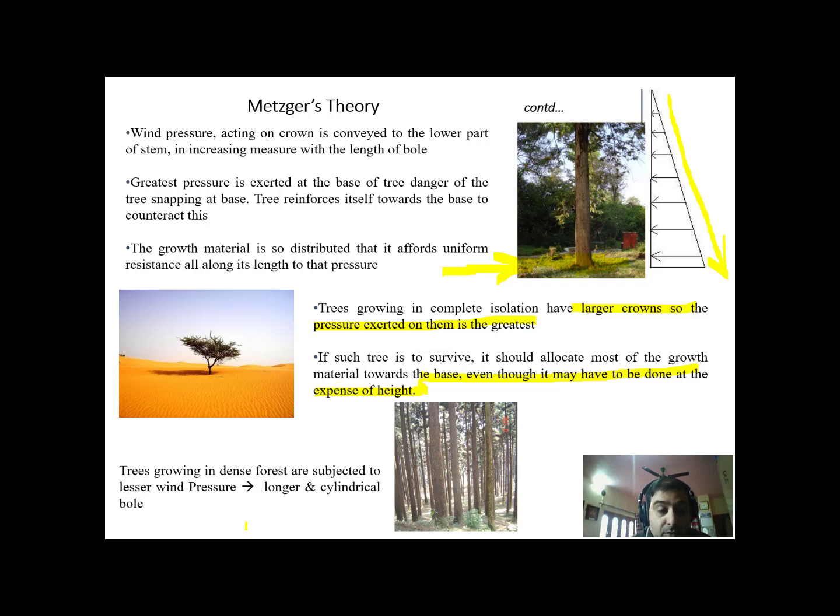This is just to counter the effect of wind, wherein they deposit maximum material towards the base at the expense of height. Now there's another case, where trees growing in dense forest don't feel any large, heavy wind pressure, so their stems are long and have a cylindrical bole.